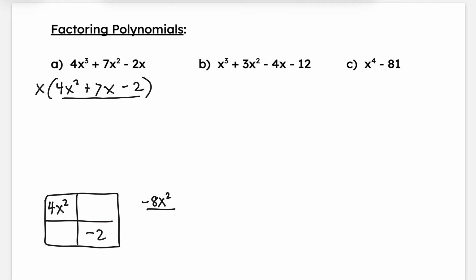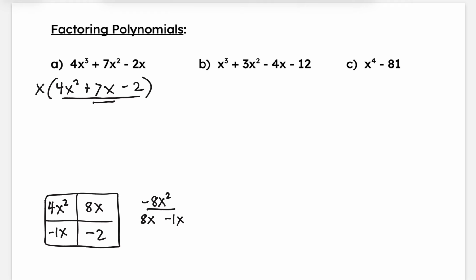So we're looking for two numbers that multiply to negative 8x squared and add to my middle term of 7x. That would have to be 8x and negative 1x. So I'm going to put that in each of the empty boxes. It doesn't matter which one goes where.